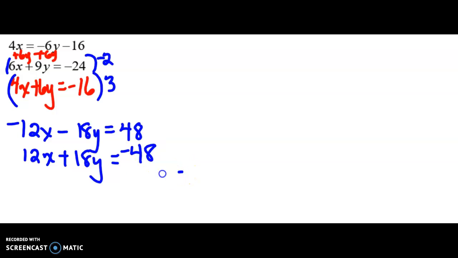So I'm ready to add this together, and when I do that, the beauty of this is the x's drop off, and then I notice, oh my gosh, the y's are going to drop off as well, so this whole left side is 0. And on the right side, I also get 0.